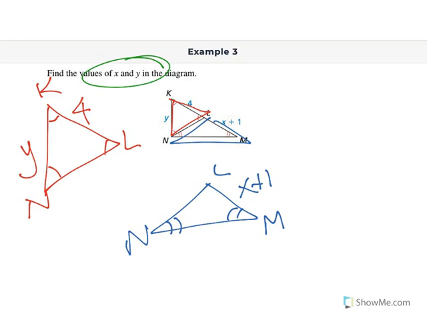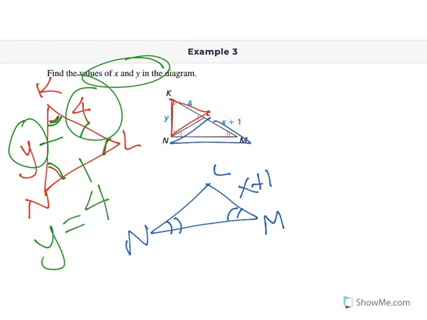Okay, so if we go over here to this triangle, we know that each angle is the same, so therefore every side is the same. So therefore, we know that if this side is 4, then this side is 4, so y equals 4. It wasn't too bad, right? And then over here, we can figure out what x is. We know that these two angles are congruent, therefore we know that these two sides are congruent.